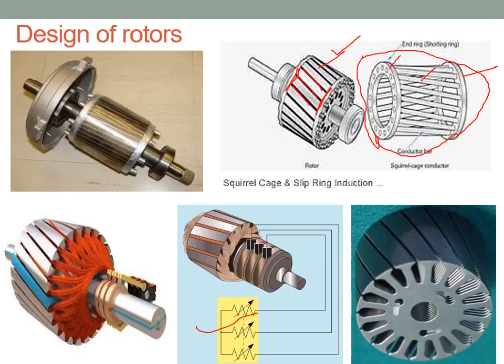So we know that to have a high starting torque, we should add resistance into the rotor. Our rotor resistance should be very high. If you manufacture the rotor with a high resistance value, it may give high starting torque, but at the same time it will lead to high copper losses and poor efficiency.